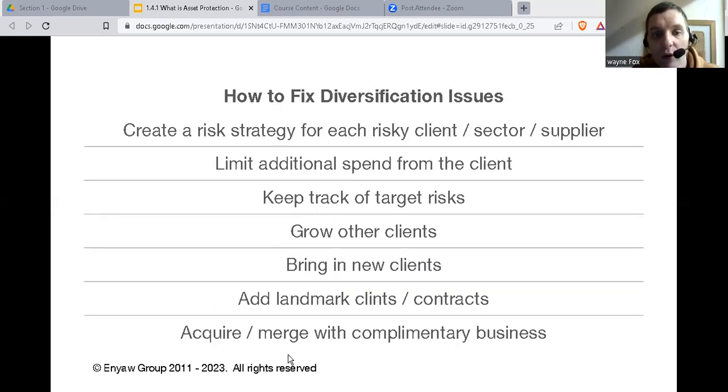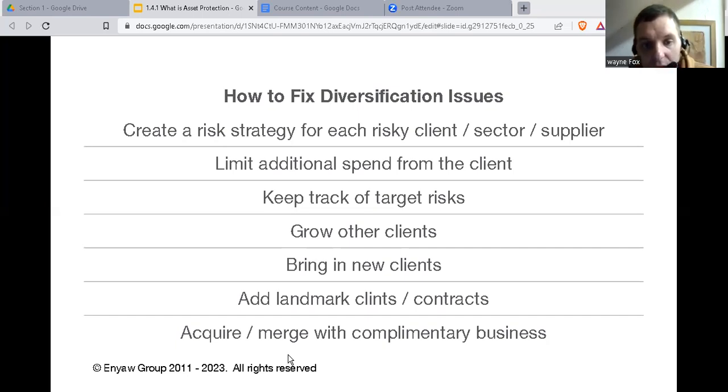Okay, so what do you do if you're breaking these diversification rules? Well, first of all, you've got to note it as a risk and create a plan to minimize that risk with each one. But longer term, you probably don't want to turn away new contracts, but you also don't want to increase that risk by increasing how much of your total revenue they make up.